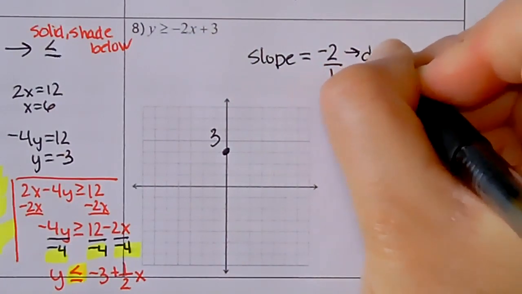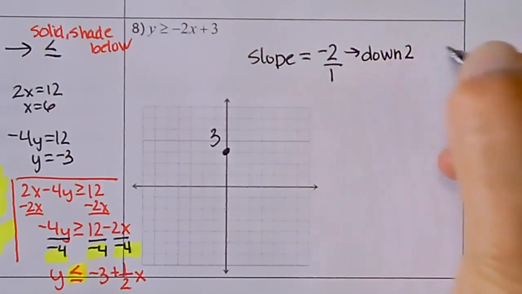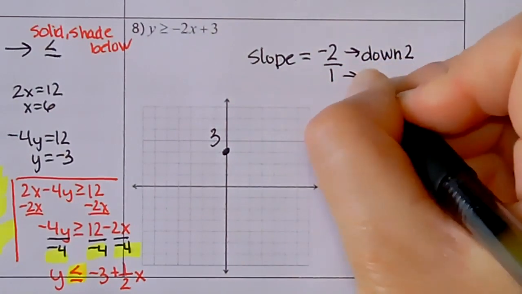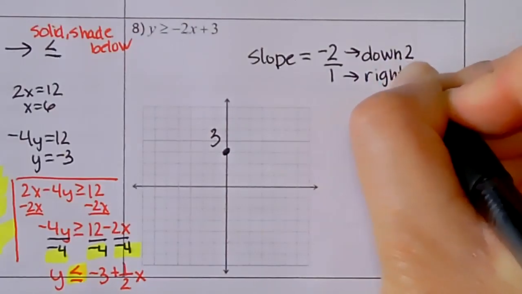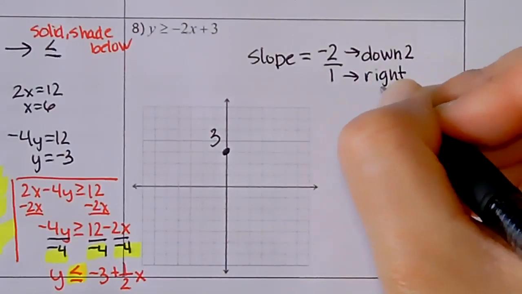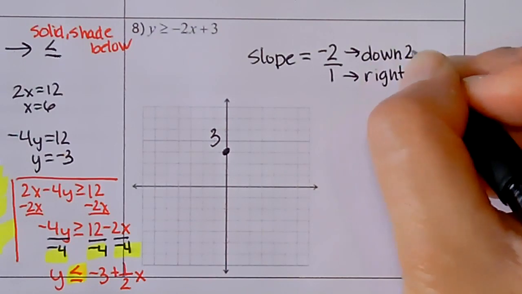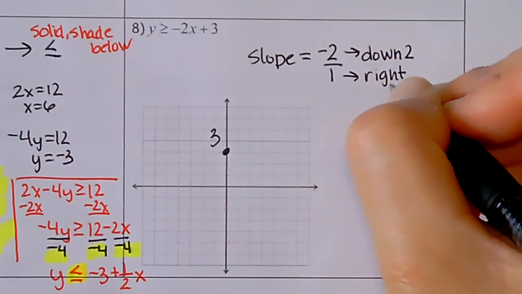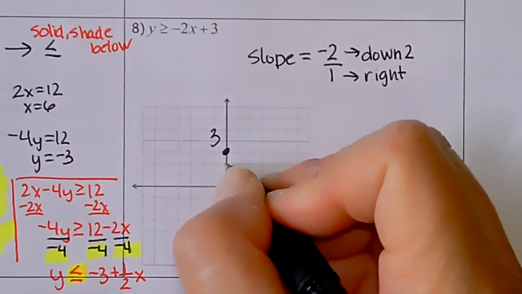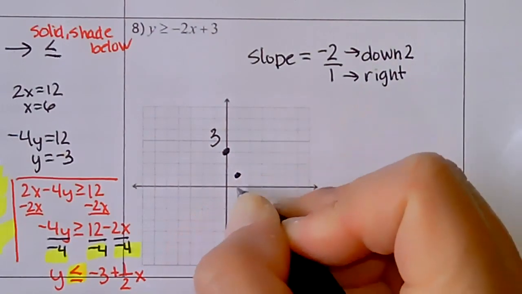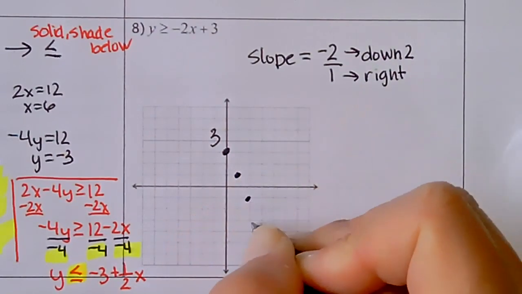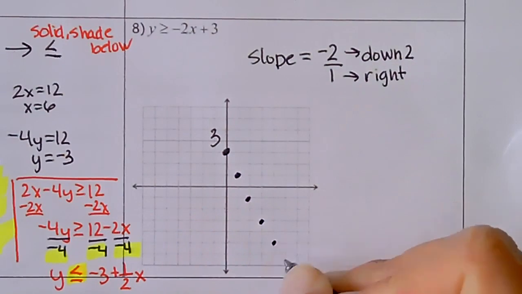So this is going to be down because it's negative, down 2. If it's positive, go up. And the bottom number, go to the right. If it's negative, go down. And then again, the bottom number, go to the right. So I'm going to go down 2 over 1, down 2 over 1, down 2 over 1. And then I'm going to connect this.